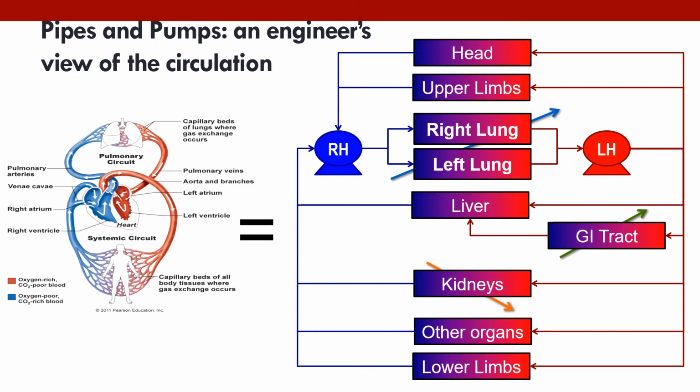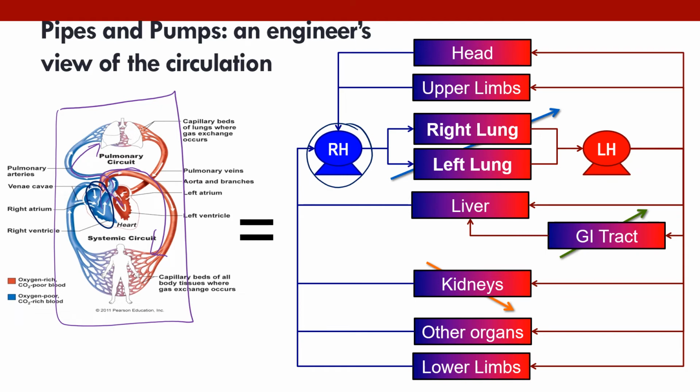The first thing you do is you start with the pretty textbook picture of the circulatory system, which shows the two sides of the heart. One of them pushes blood through the lungs. One of them pushes blood through the rest of the body. Well, we can take that and we can separate out the right side of the heart as one pump, and the left side of the heart as another pump. Because they do, in fact, actually work independently of each other.